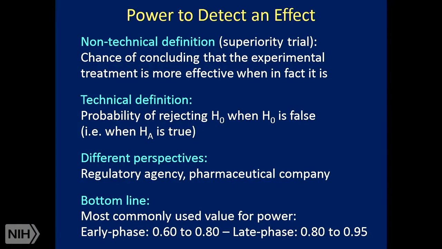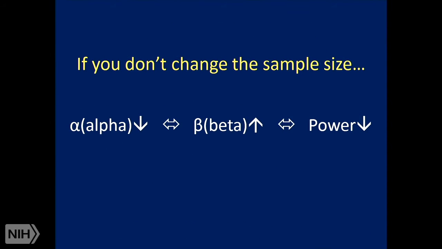So the most commonly used value for power for early phase trials is somewhere between 0.6 and 0.8, 60% or 80%. And for late phase trials, meaning further down in the research stream, it's between 0.8 and 0.95. Okay? So we've done a lot of technical stuff.